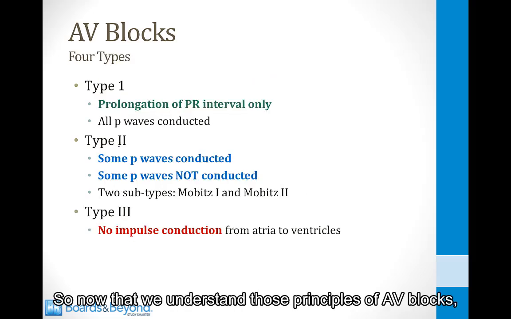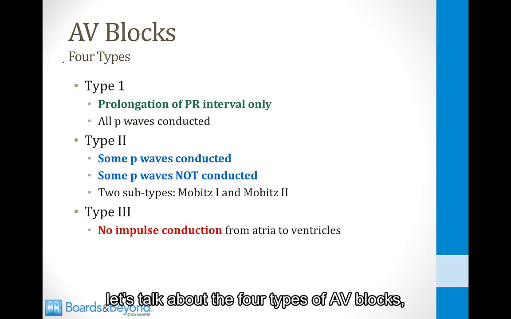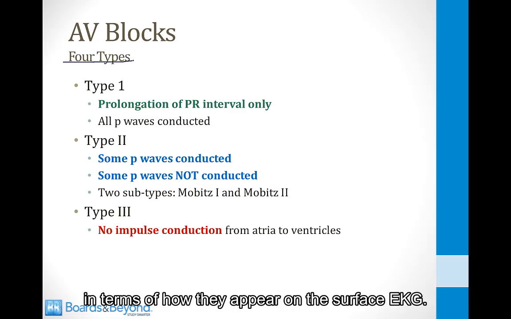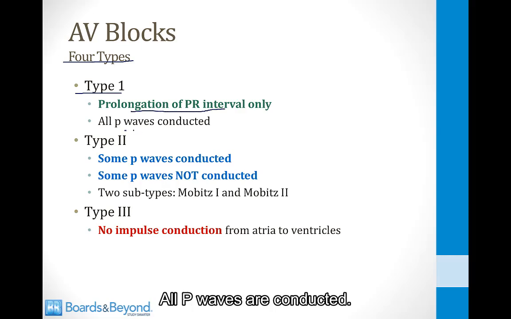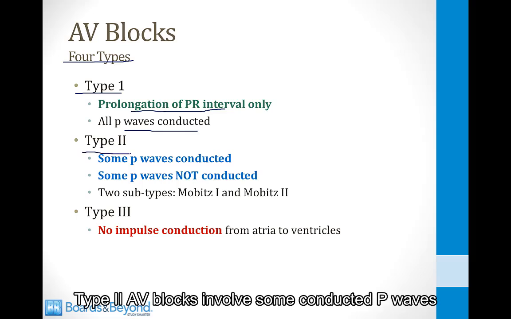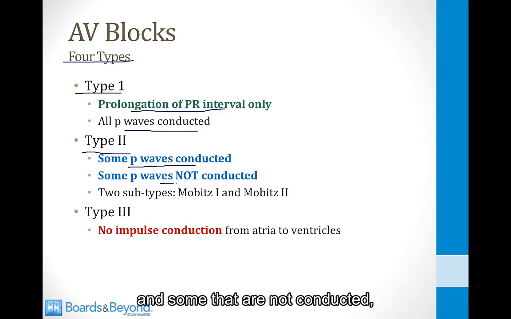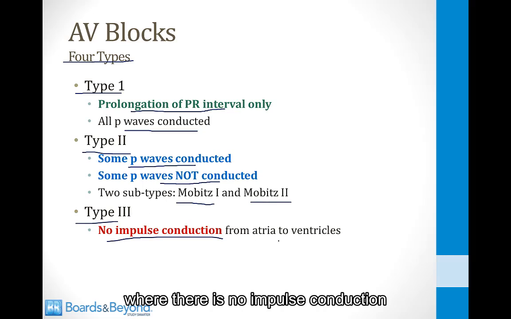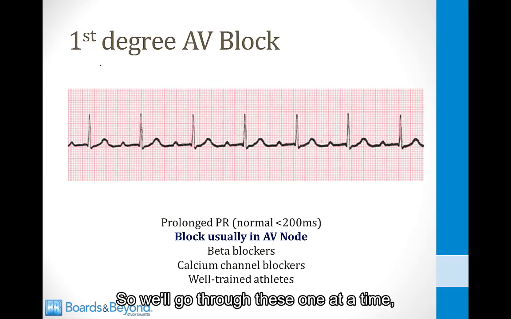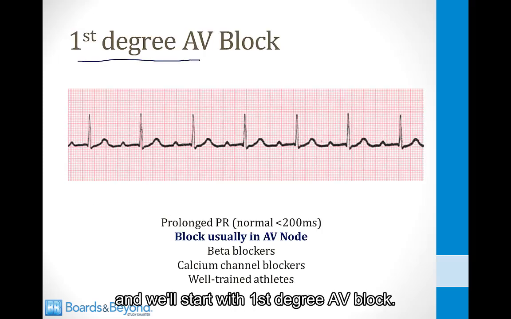So now that we understand those principles of AV blocks, let's talk about the four types of AV blocks in terms of how they appear on the surface EKG. A type 1 AV block involves only prolongation of the PR interval. All P waves are conducted, there are no drop beats. Type 2 AV blocks involve some conducted P waves and some that are not conducted, and it's split up into two subtypes called Mobitz type 1 and Mobitz type 2. And then finally, a type 3 AV block is where there is no impulse conduction from the atria to the ventricles. So we'll go through these one at a time, and we'll start with first-degree AV block.